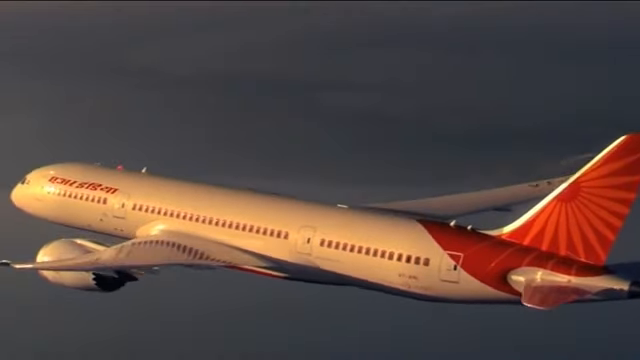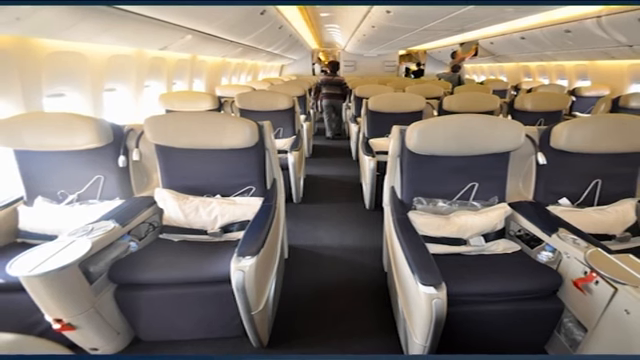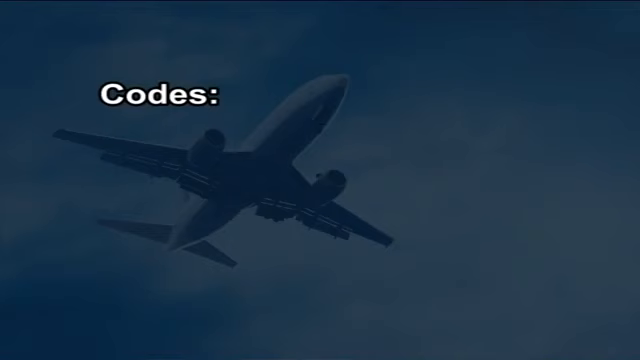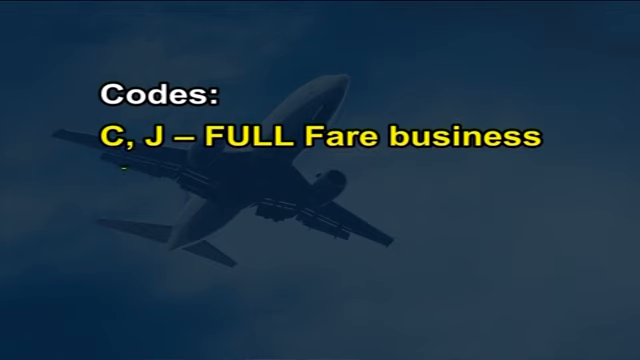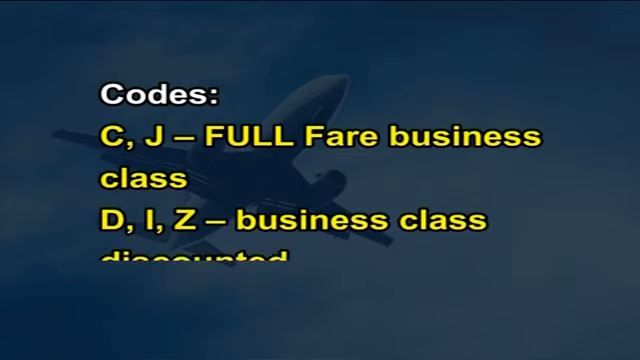Next is business class. It is high quality and generally purchased by business travelers. Codes are C, J, which mean full fare business class. D, I, Z mean business class discounted. Next is premium economy. It is a slightly better economy class setting. Next is economy class. It has basic accommodations commonly purchased by leisure travelers.